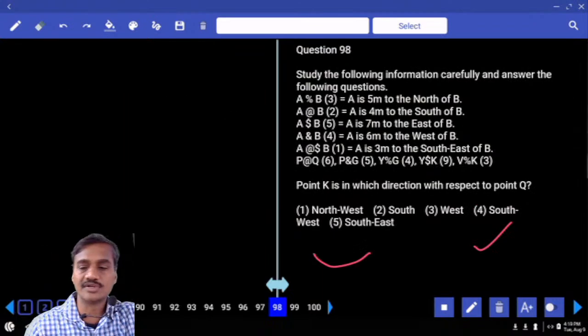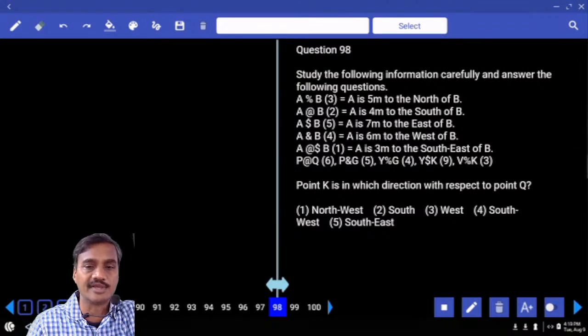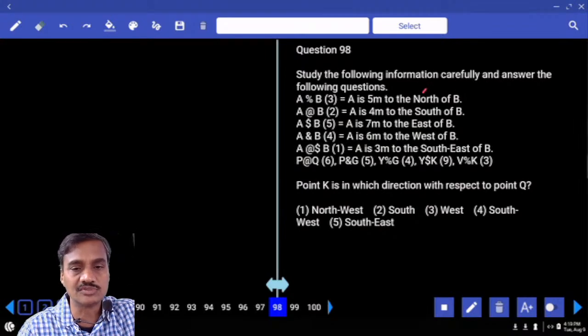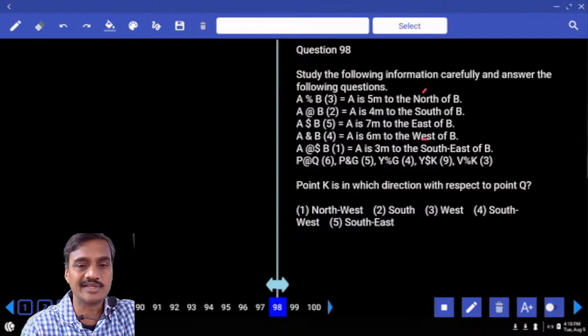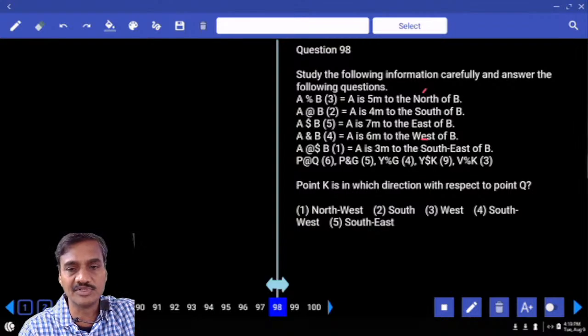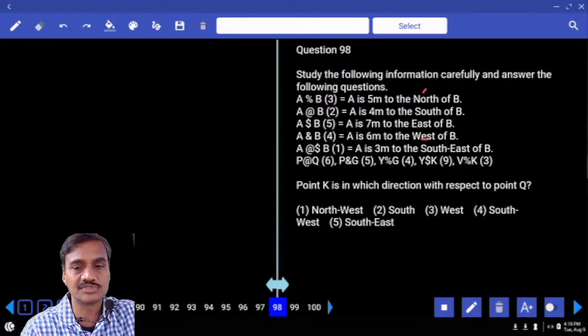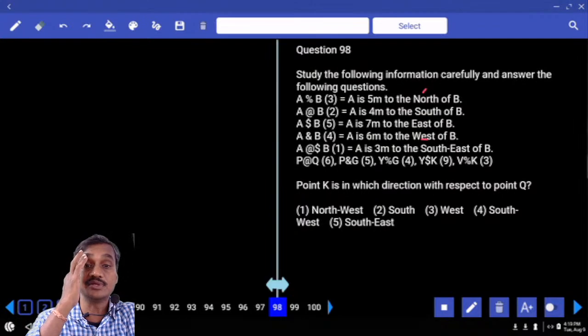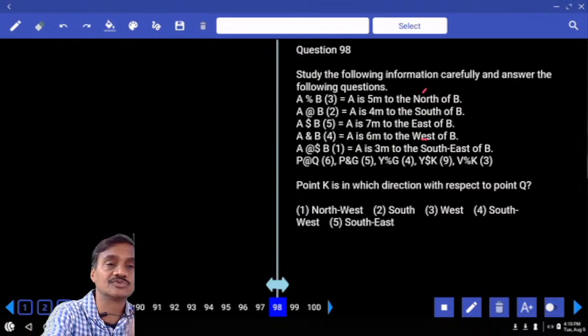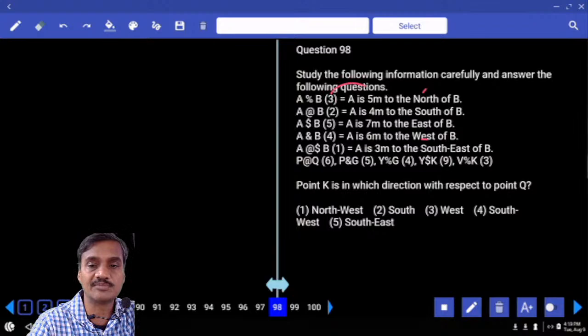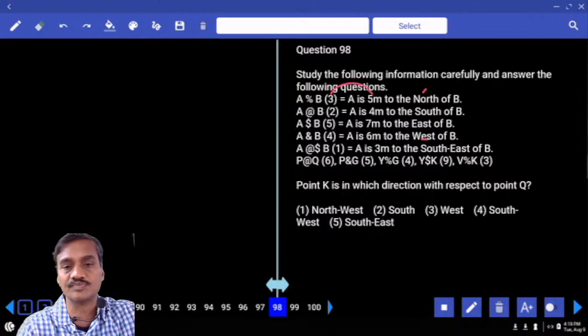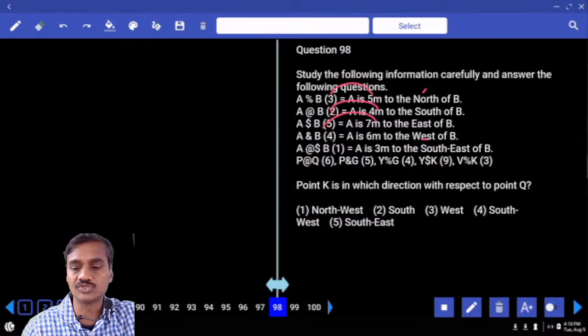Then 98 to 100, these three are based on directions. Now percentage stands for north, at the rate of is south, dollar stands for east, ampersand stands for west. At the rate of in south, dollar is east, southeast. Clear? Then P at the rate of Q means P is to the south of Q. Now the number given in the bracket, we need to add 2 more to each number, like 2 plus 2, 5 plus 2 and so on.